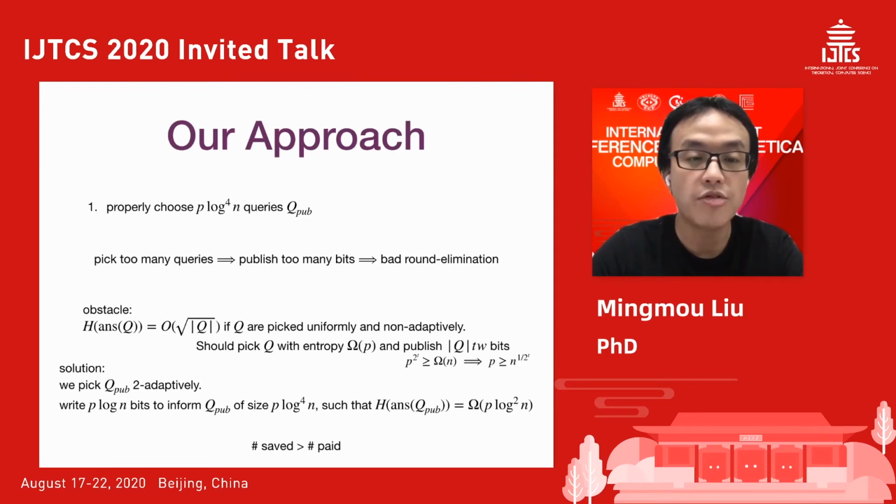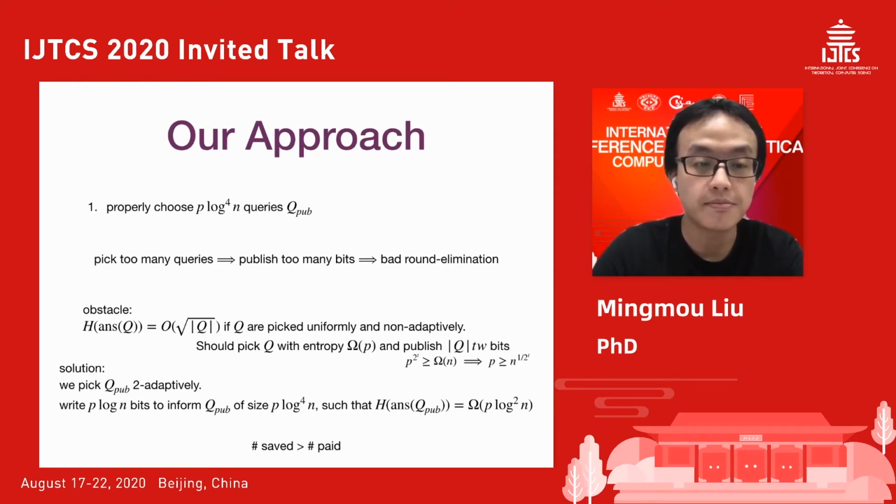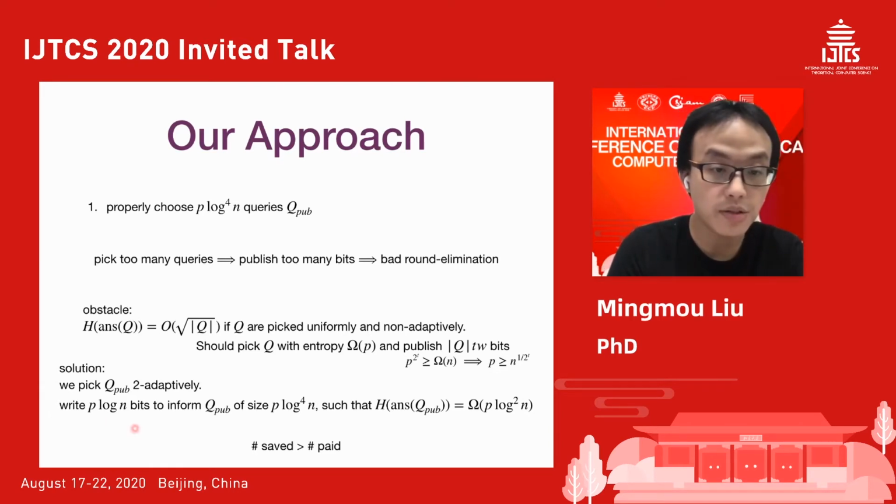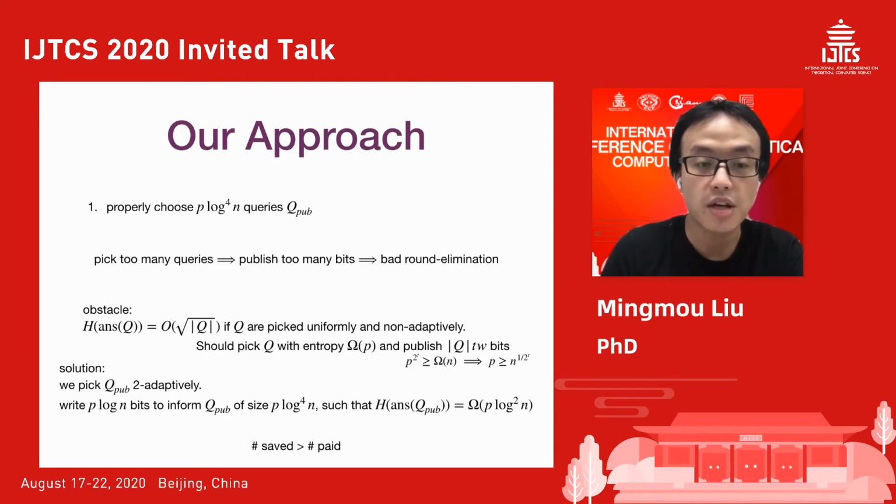If we pick the queries obliviously, that is exactly how Patrascu and Viola did. The answers of the chosen queries contain only a little information. In that scenario, the number of published bits will be squared after each round of round elimination. It turns out that we can merely prove a very bad lower bound. Our approach is picking QPub adaptively. We pay extra p log n bits to specify the QPub. It's okay, since what we save is more than what we pay.